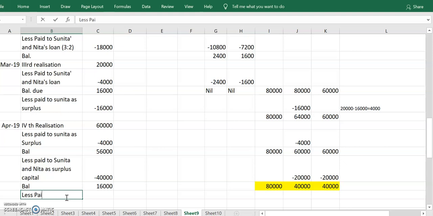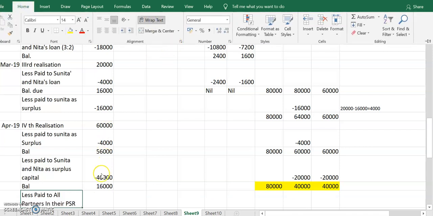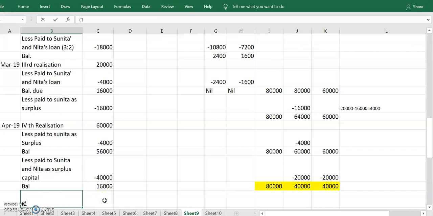Less: paid to all partners in their profit sharing ratio, which will be given in your question. Profit sharing ratio, that is 2:1:1. So 16,000 will be divided 2:1:1. 16,000 must be paid to all partners. From this onward, it should be paid to all partners in their profit sharing ratio.